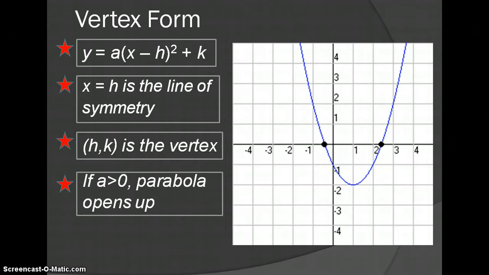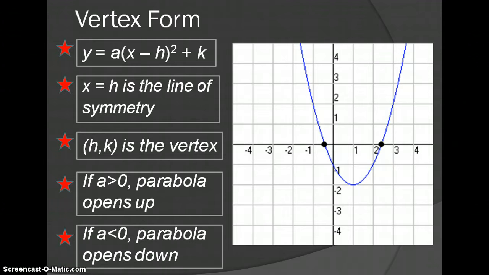And finally, you can tell if the graph is going to open up or down based on the value for a. If a is greater than 0, then the parabola will be opening up. If it is less than 0, the parabola will be opening down. You can use that information in reverse as well. If I were to give you a graph as the one here, you could look at the graph and figure out whether a will be positive or negative based on the direction that the graph is opening.